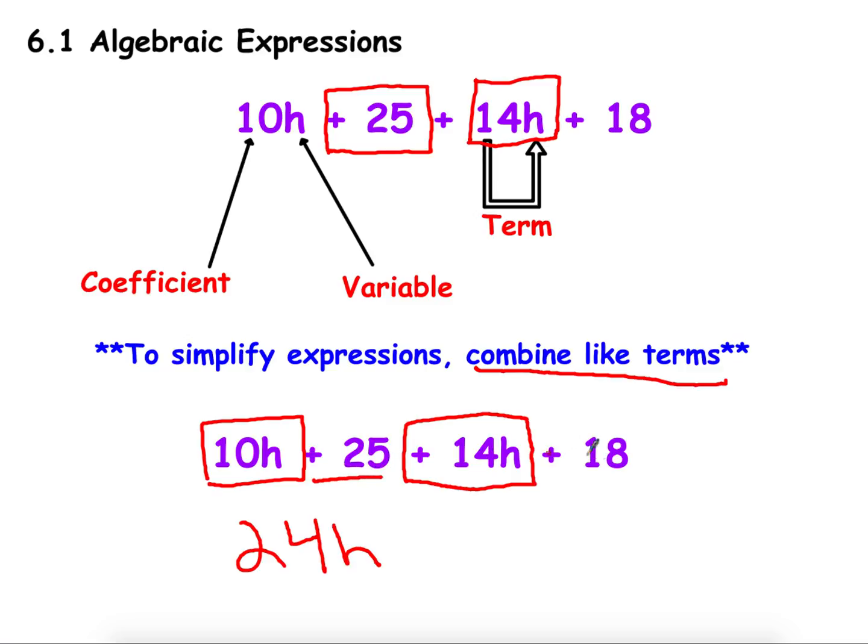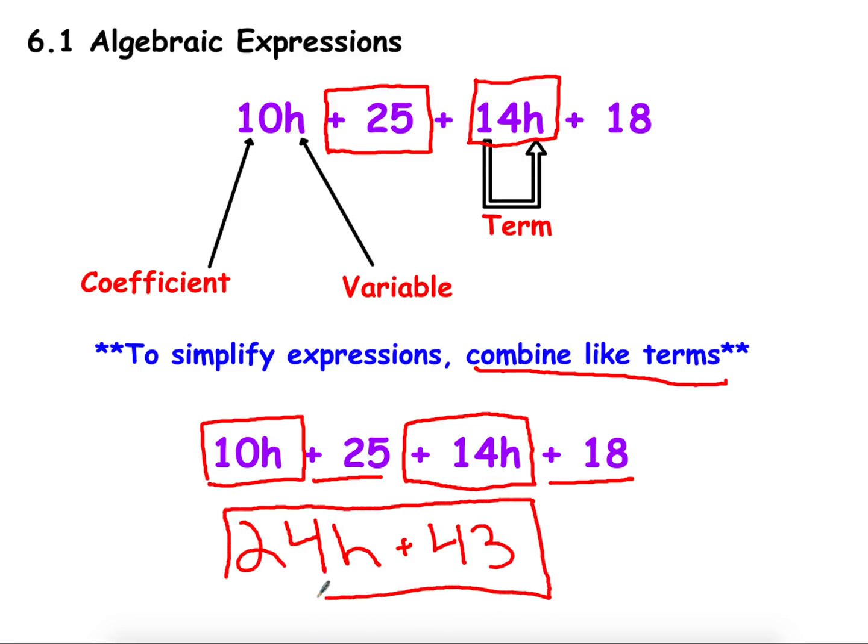Now, this 25 and this 18 are also known as constants. These do not have a variable attached, so these are also like terms. You can underline some like terms and box others. You can put triangles, you can put circles, whatever you want to do to identify what's a like term. So I have this 25, I have this 18, both are positive, so I can combine positive 25 with positive 18 to get positive 43. So I change this expression into this expression, and I'm all done.